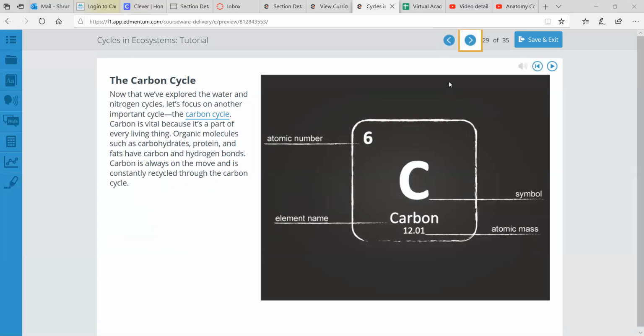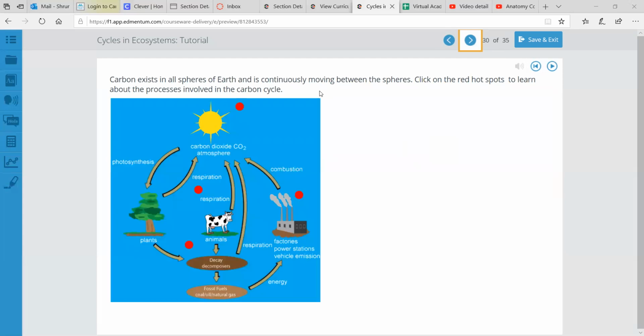And lastly, we have the carbon cycle. Now that we've explored both the water and nitrogen cycles, we have the important carbon cycle. Carbon is a part of every living thing. Organic molecules such as carbohydrates, protein, and fats have carbon and hydrogen bonds. It's always on the move and it's constantly recycled through this cycle. That's a lot of cycling. It exists in all spheres and is also moving between the spheres as well.